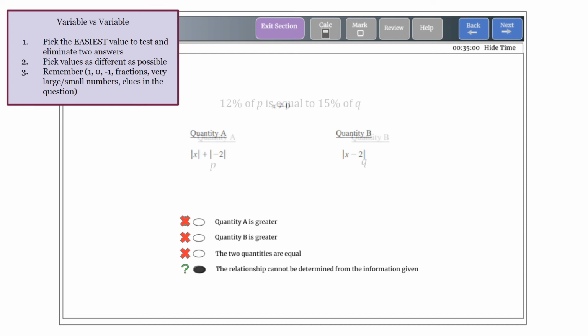Let's take another one with variable values. Go ahead and try your hand at this one.